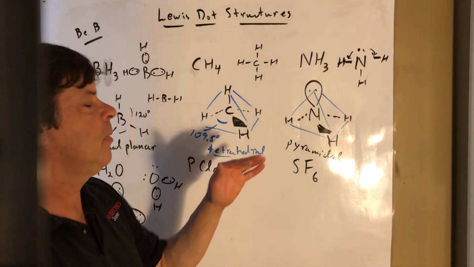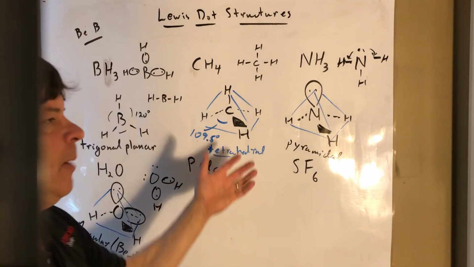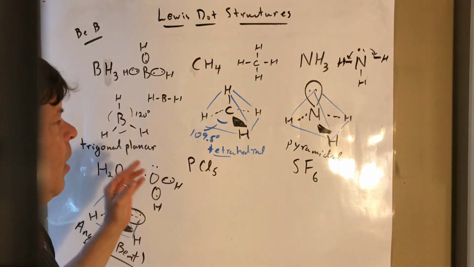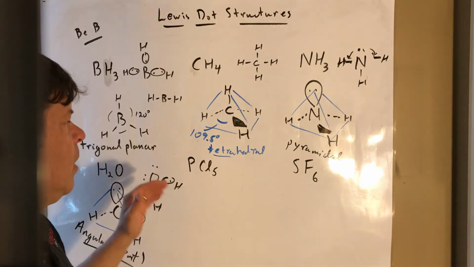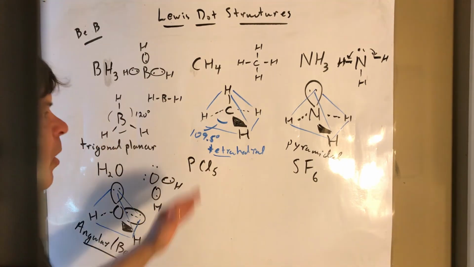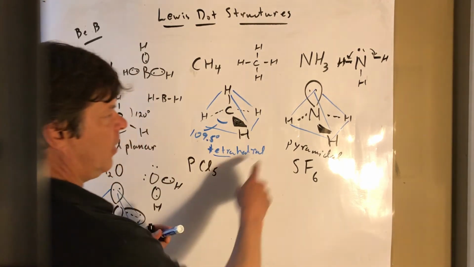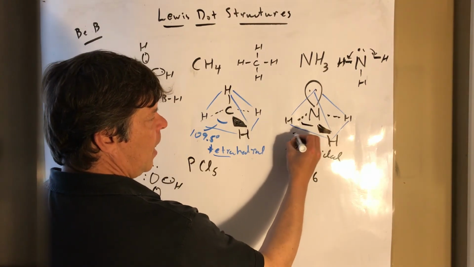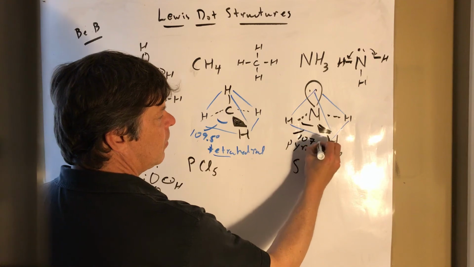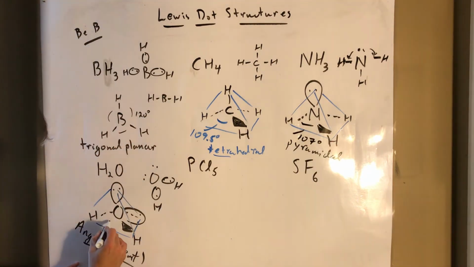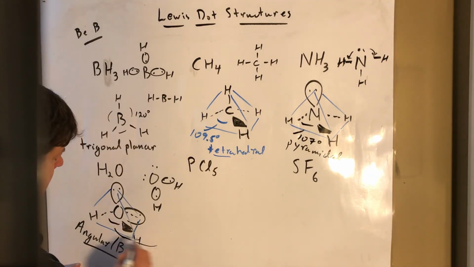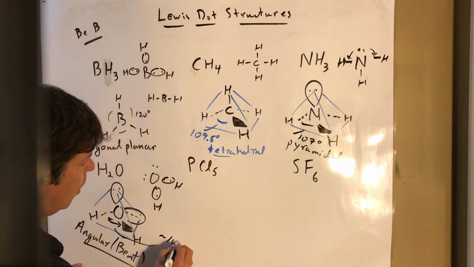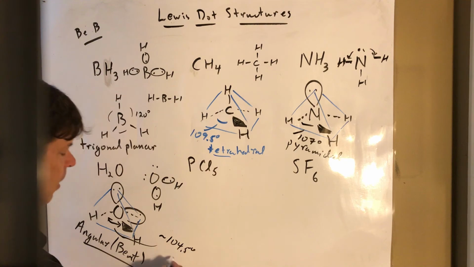So, looking at shapes of molecules once you have a Lewis dot structure, and also then looking at the names of the shapes and drawing them three-dimensionally. Forgot to tell you this. This has an approximate bond angle of around 107 degrees. And then this bond angle right here is around 104.5 degrees.